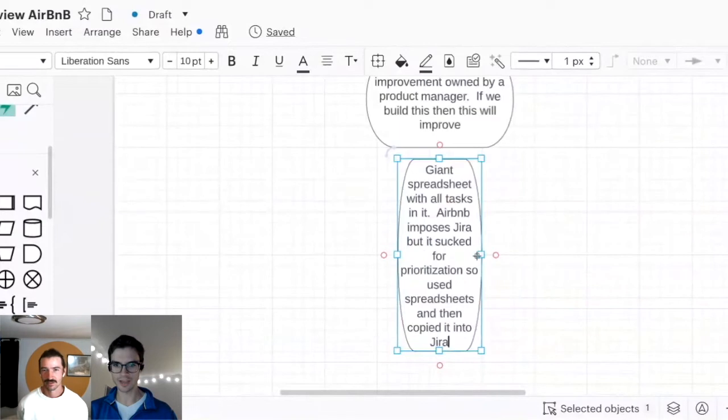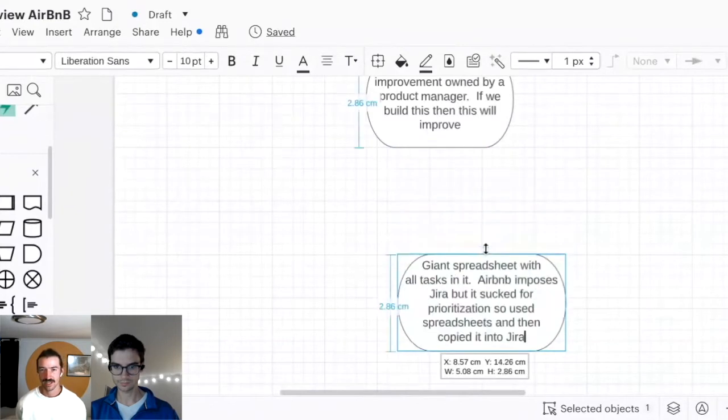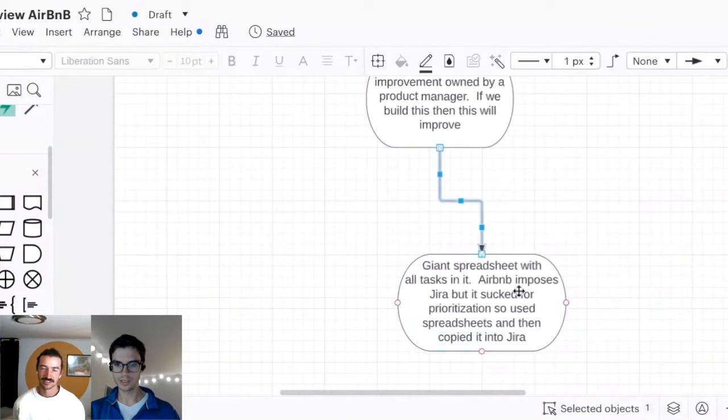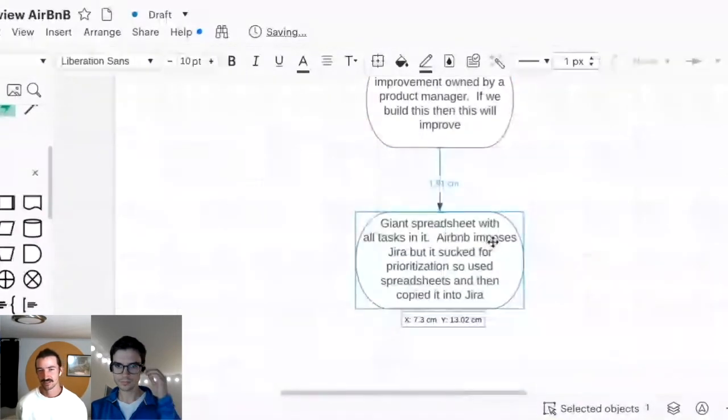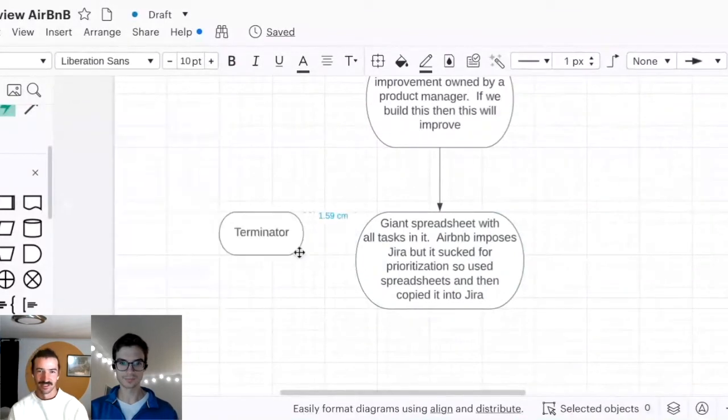Okay, so every hypothesis goes into this spreadsheet, right? Yes. Any engineering work goes into the spreadsheet, with the exception of bugs. Oh, tell me more.